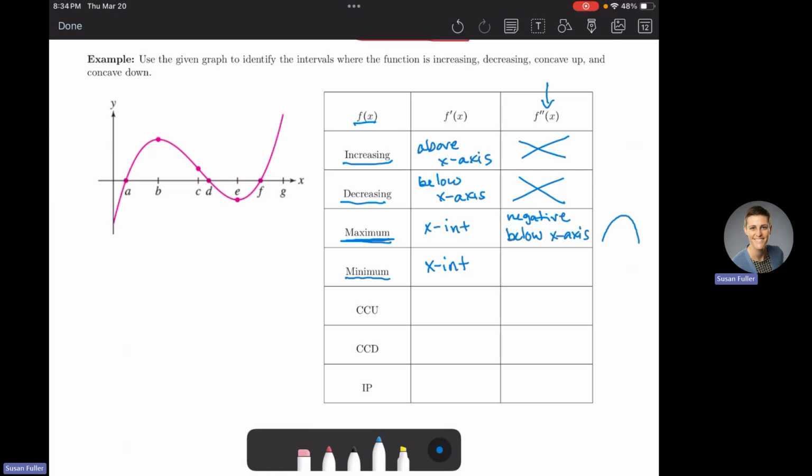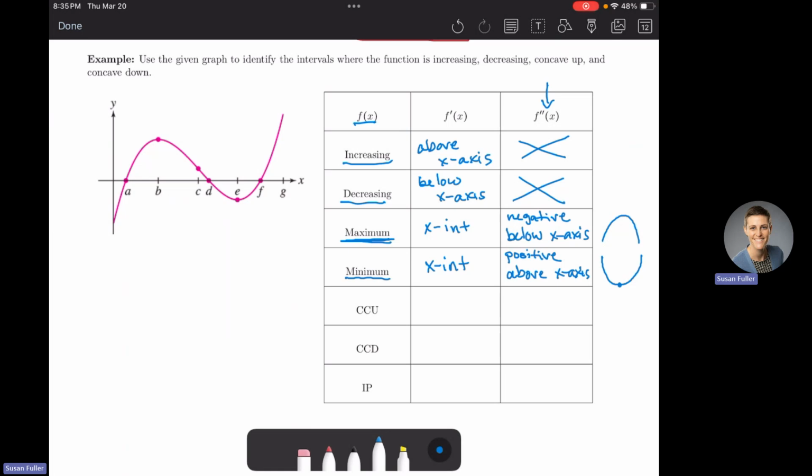Similarly, if I'm at a minimum on my OG function, it's going to look like this, which means at this minimum value, my second derivative is going to be positive because I'm concave up and I'm smiley and I'm feeling positive. That means my second derivative, the y value, will be positive, which means my second derivative is going to be above the x-axis there.